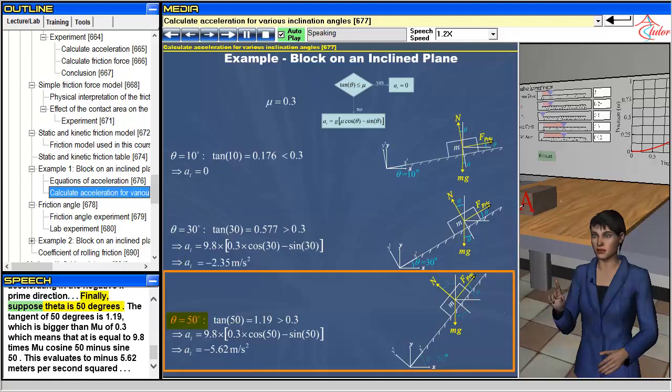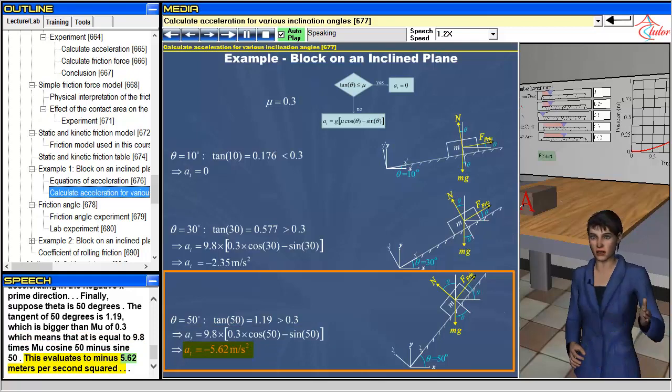Finally, suppose theta is 50 degrees. The tangent of 50 degrees is 1.19, which is bigger than mu of 0.3, which means that a_t is equal to 9.8 times mu cosine 50 minus sine 50. This evaluates to minus 5.62 meters per second squared.